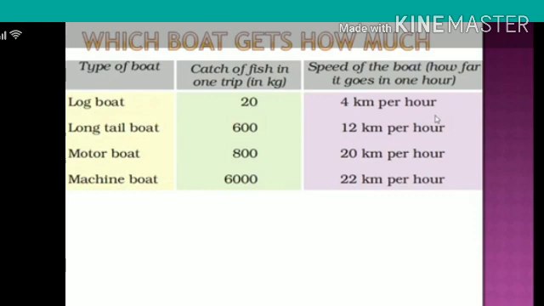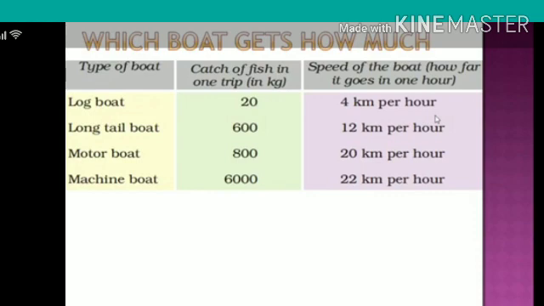Here the 4 types of boats are given, and in the second column, how many kilograms of fish each boat brings in one trip is given. So log boat brings 20 kilogram fish in one trip. Long tail boat brings 600 kilogram in one trip. Motor boat brings 800 kilogram in one trip. And machine boat brings 6000 kilogram in one trip.